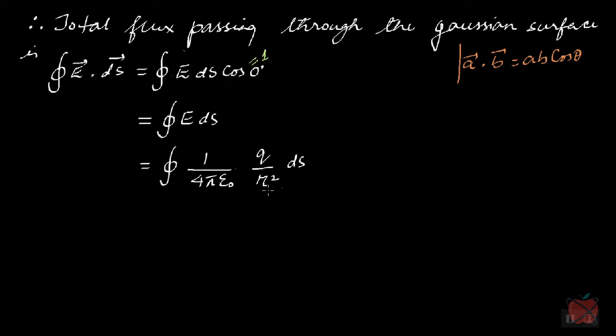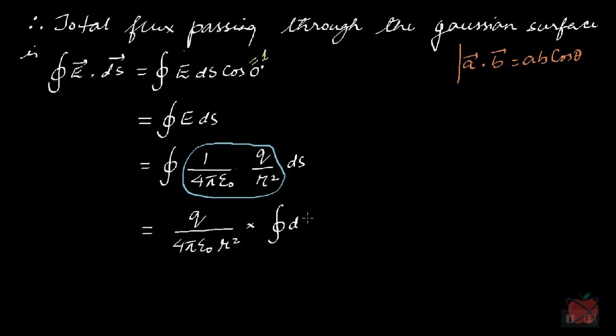All right. So if you look at this integration out here, the integration is done with respect to ds, which means that these terms are all constant, independent of ds. So what do we do when we integrate like this? We put the constant term outside of the integration sign. So this q by 4 pi epsilon naught r square will come out of the integration sign.